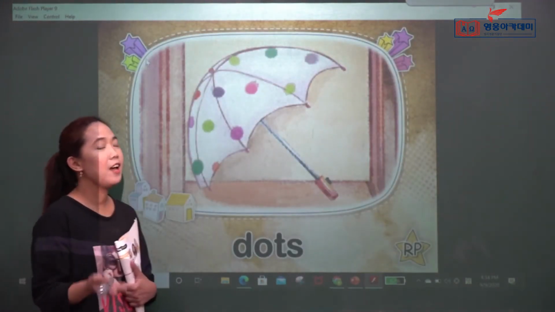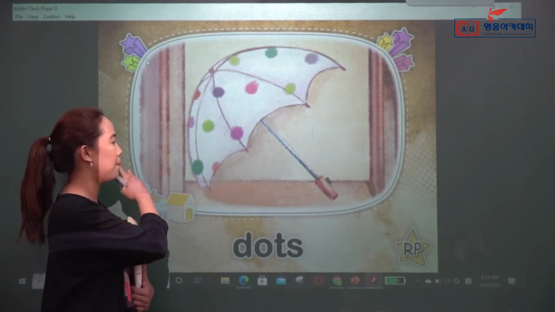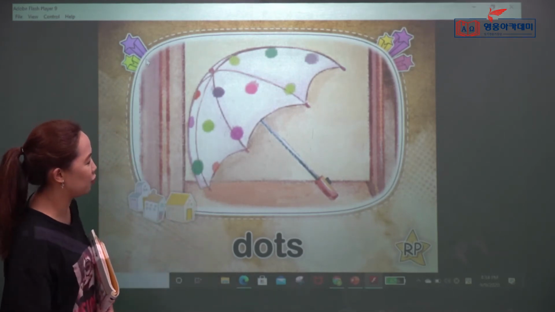Okay, so like what I said, today's topic is about patterns. So we are going to talk about all these kinds of patterns today. Look at the picture, all right?